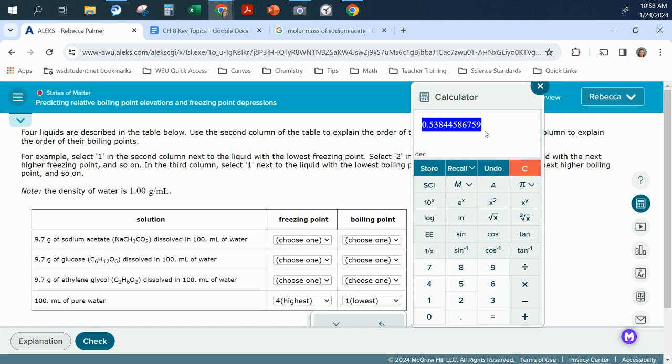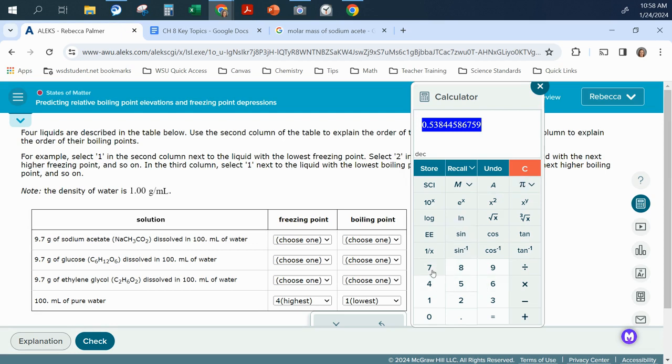Was my kilograms of solution 0.1? I erased it. Yeah, that's right. Okay. So the first one is sodium acetate. The next one is glucose. Glucose was 0.538. And then the last one is ethylene glycol.